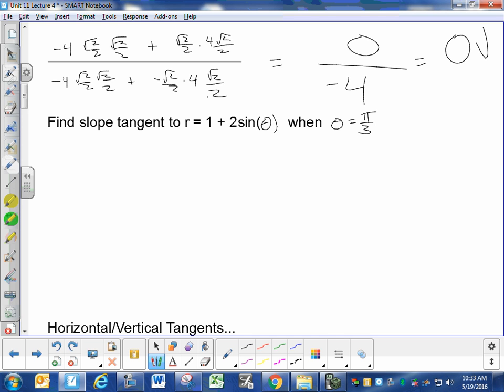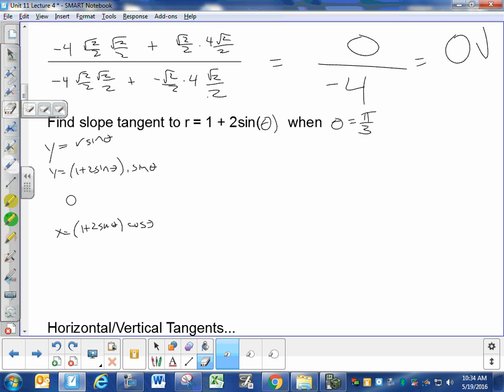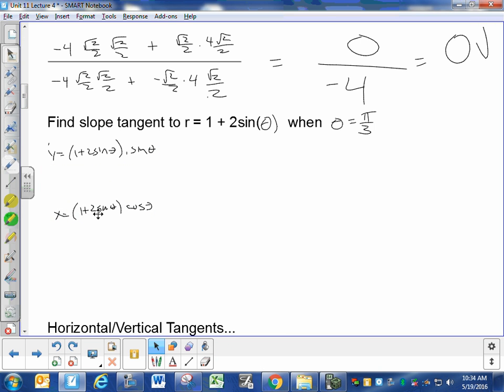X and y. Good. Make sure you remember y is equal to r sine theta. So I have y is equal to 1 plus 2 sine theta times sine theta. X is equal to r cos theta. So x is equal to 1 plus 2 sine theta times cos theta. Now I'll take the derivative of the y with respect to theta, divide by the derivative of x with respect to theta. And then we'll plug in pi over 3 everywhere.